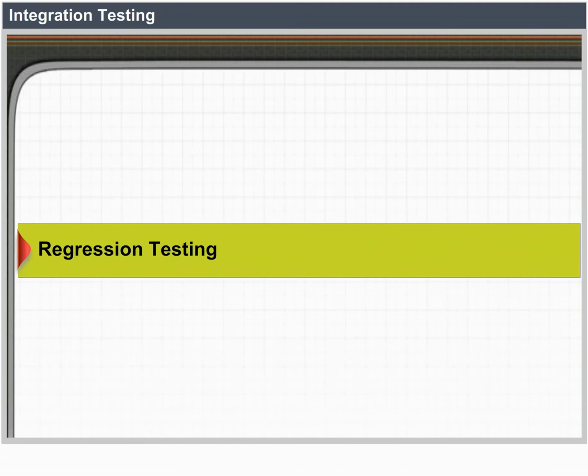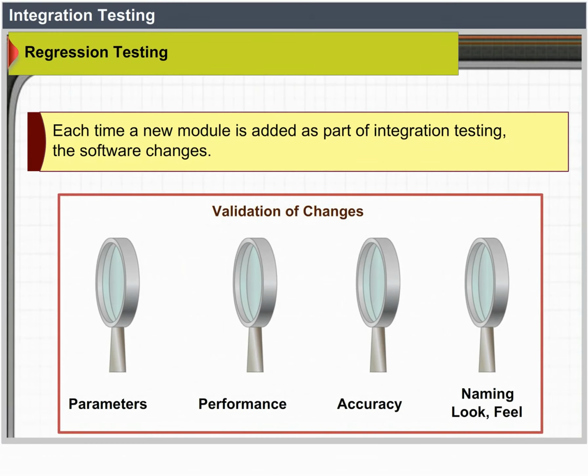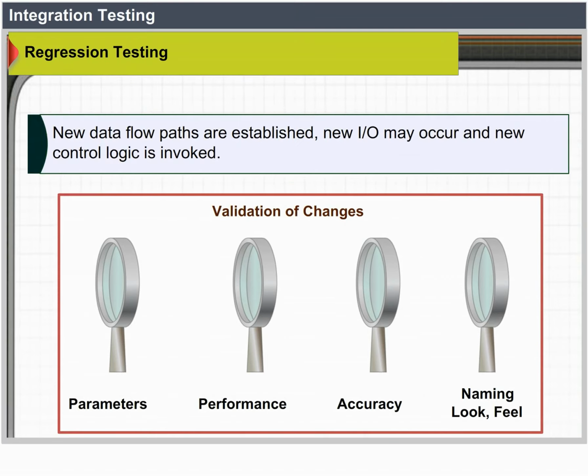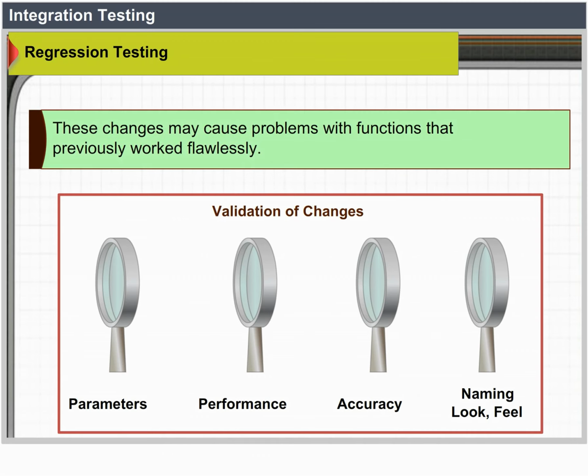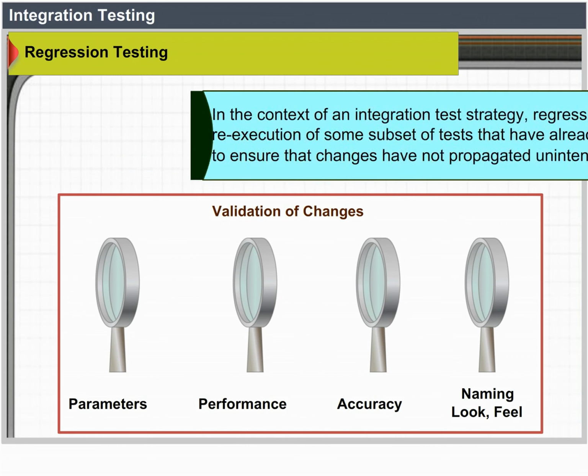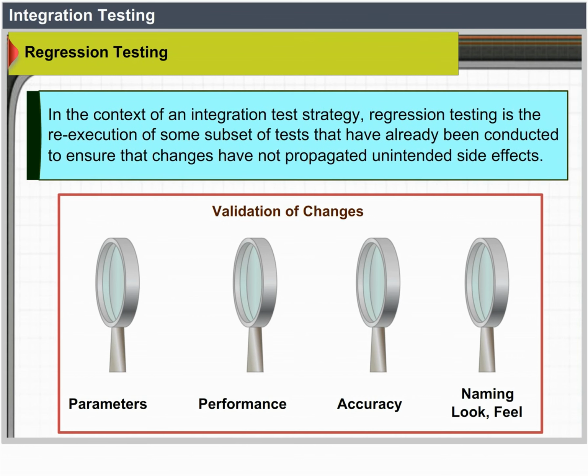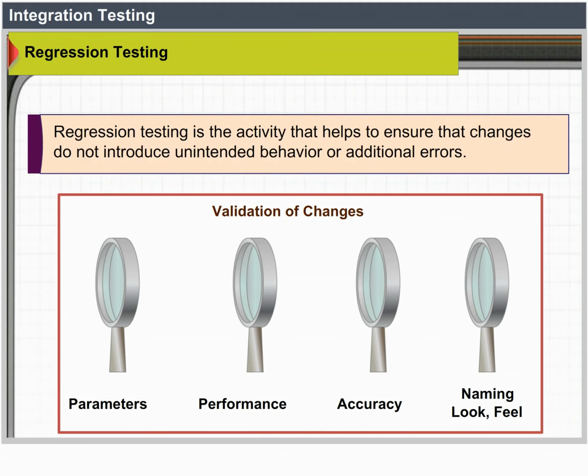Regression testing. Each time a new module is added as part of integration testing, the software changes. New data flow paths are established, new I/O may occur, and new control logic is invoked. These changes may cause problems with functions that previously worked flawlessly. In the context of an integration test strategy, regression testing is the re-execution of some subset of tests that have already been conducted to ensure that changes have not propagated unintended side effects. Regression testing is the activity that helps to ensure that changes do not introduce unintended behavior or additional errors.